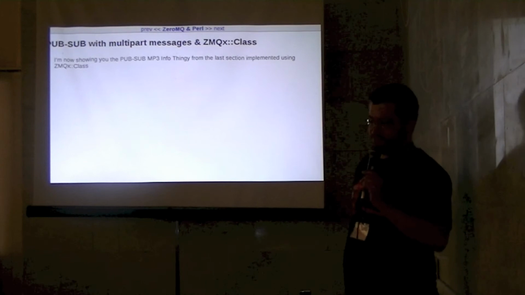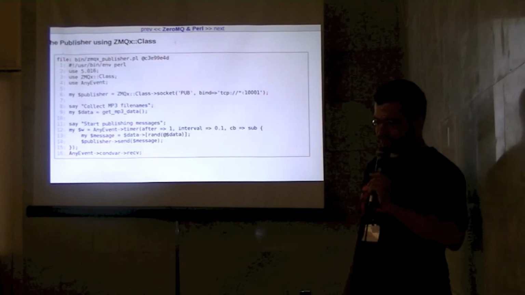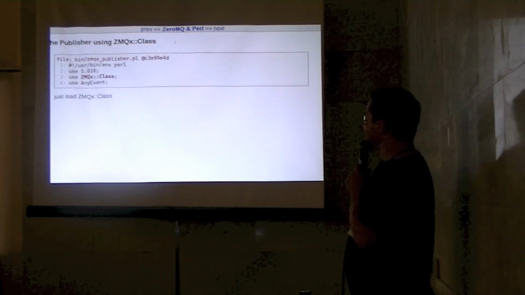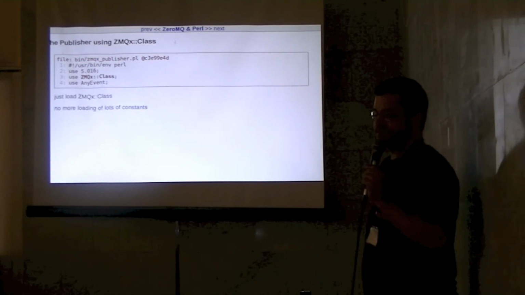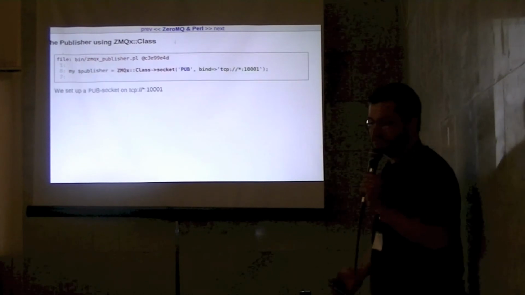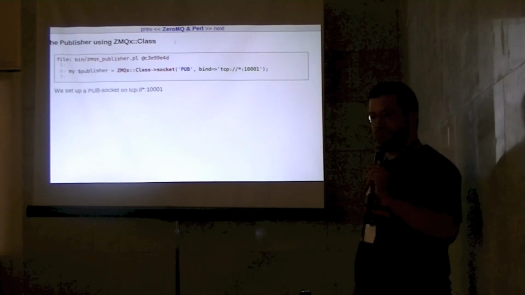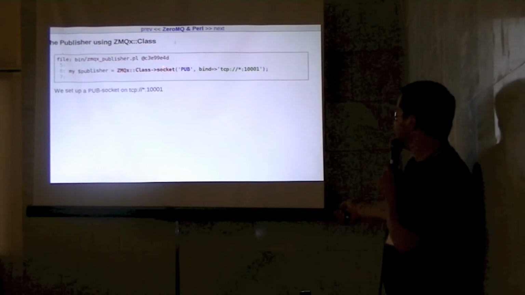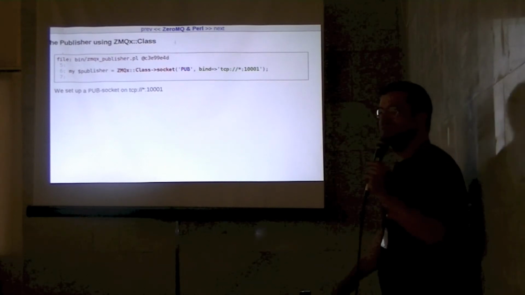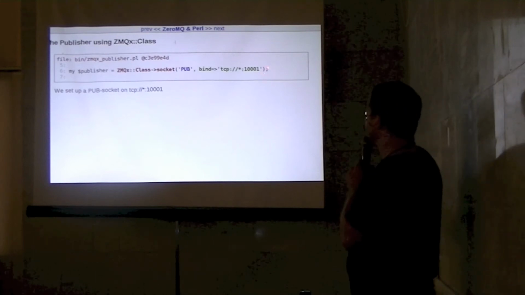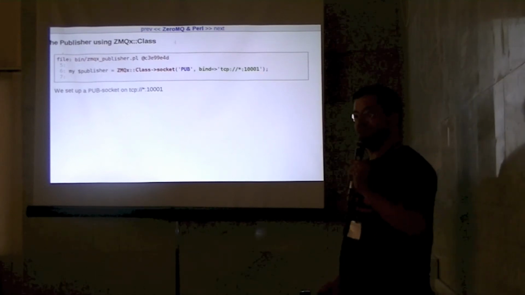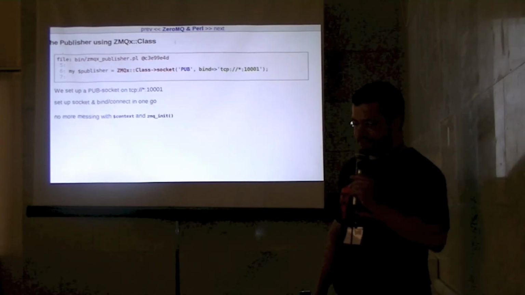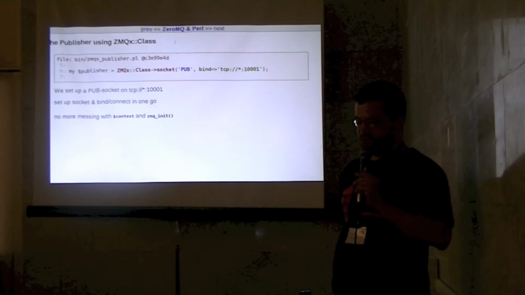So here's the pub/sub example using ZeroMQ class. That's the publisher. It's shorter. We use ZeroMQ class, no more constants. We use AnyEvent. To set up a pub socket on TCP port 1001, we just do that. So ZeroMQ class gives you a socket of type pub and binds it to that thing. You can also pass sock opts in here. And of course, if you want, you can do it in several steps. No more messing with context and setting up everything.